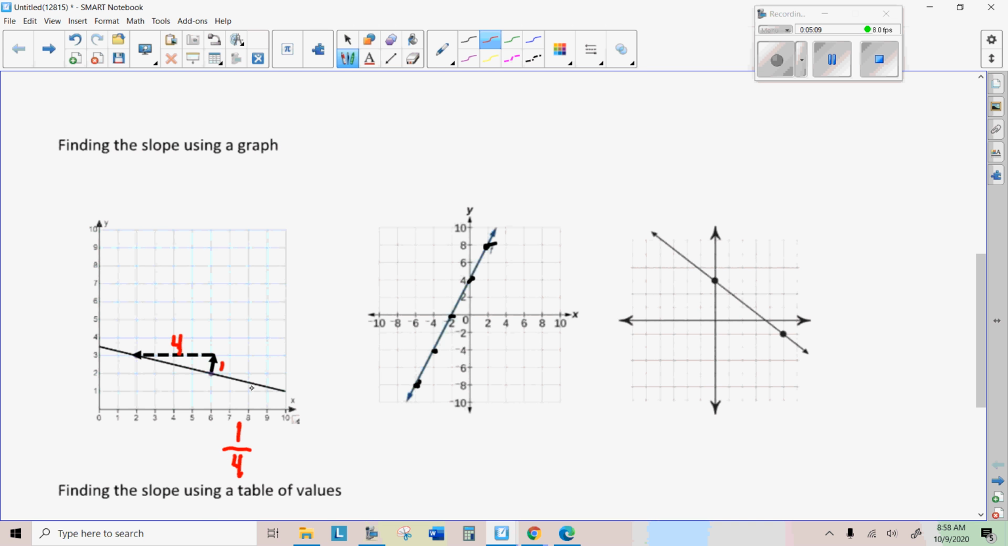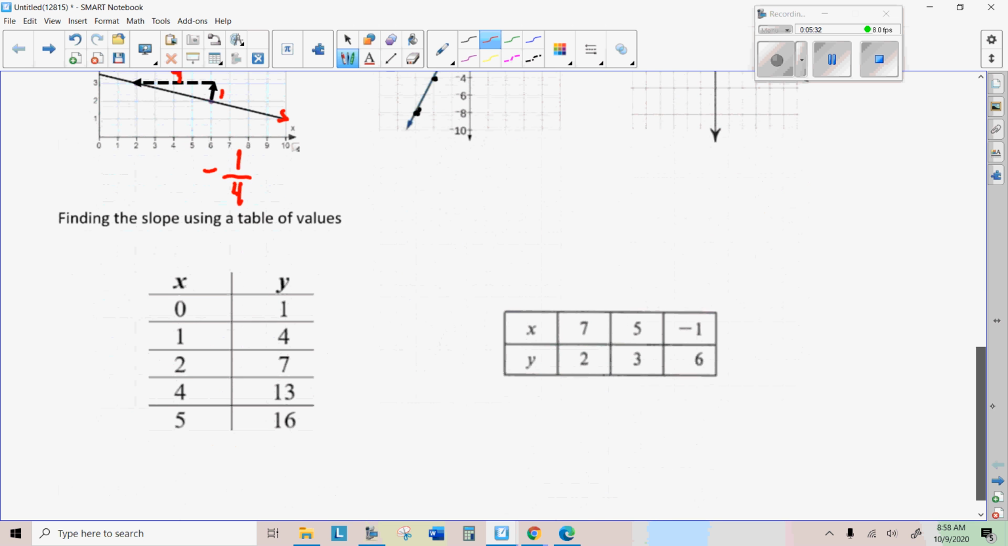But you also have to take note of the direction of the line. This line, since it's going down from left to right, is decreasing, which means the slope is negative. So this line goes up from left to right, so that slope will be positive. This line goes down from left to right, so that slope will be negative.